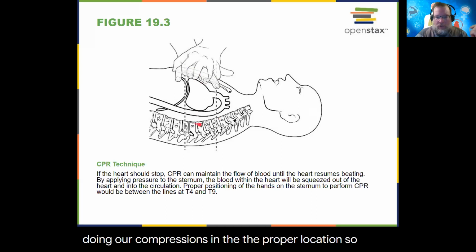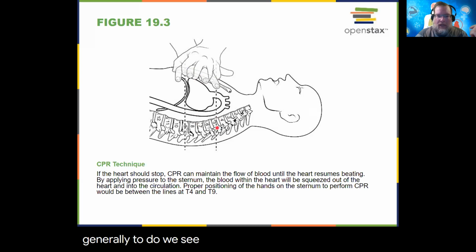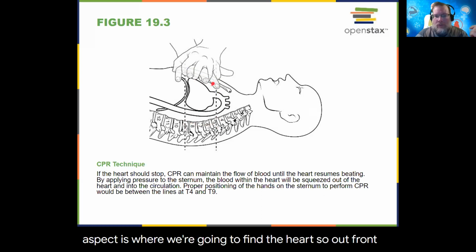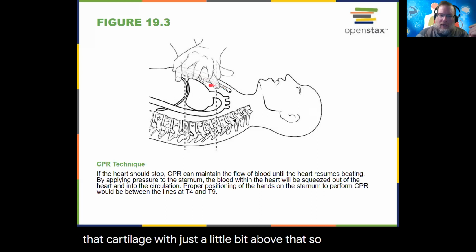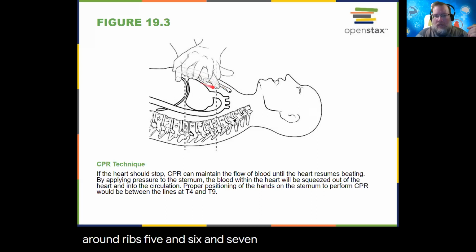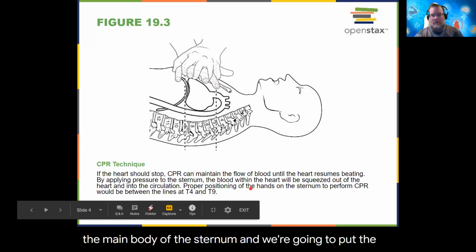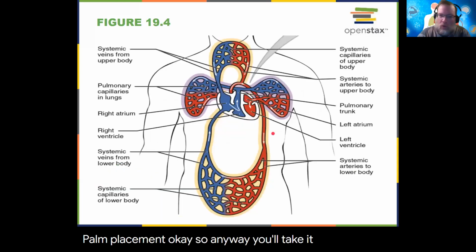Generally, we see between T5 and T9 on the posterior aspect is where we're going to find the heart. Out front, we would see the ribs coming out around T5, and we stay away from the xiphoid process, where those false ribs come in and that cartilage. We're just a little bit above that, around ribs 5, 6 and 7, on the main body of the sternum, and that's where we're going to put the palm placement. You'll take a CPR course if you haven't already.